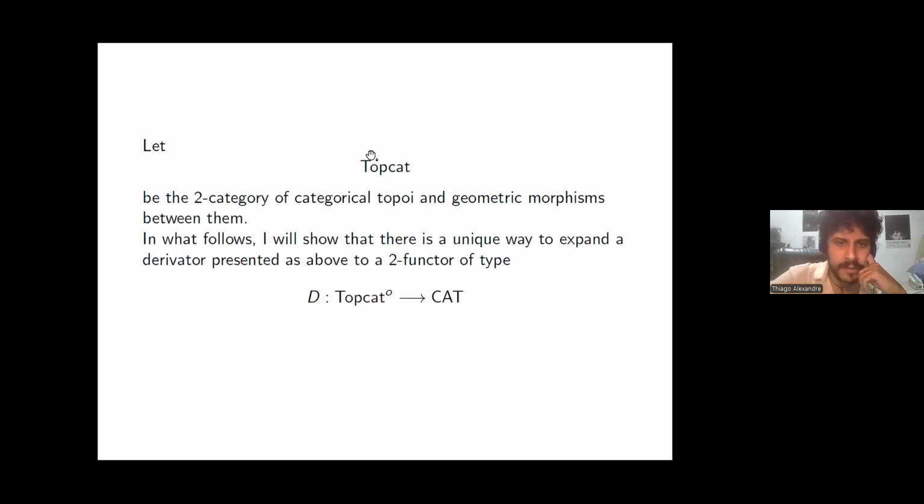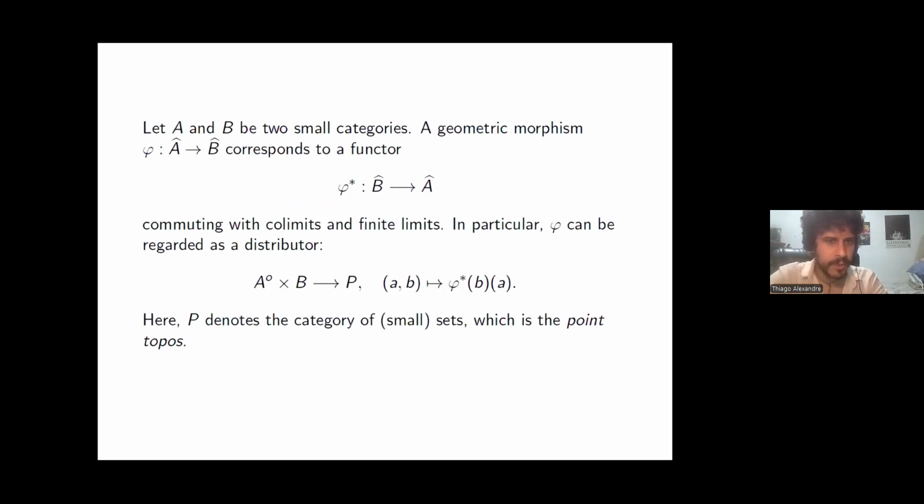So now let Top_cat be the 2-category of categorical topoi and geometric morphisms between them, arbitrary geometric morphisms between categorical toposes. In what follows, I will show that there is a unique way to extend the derivator presented above to a functor of this type. So how can we do this? First, we have to interpret what is a geometric morphism between categorical topoi.